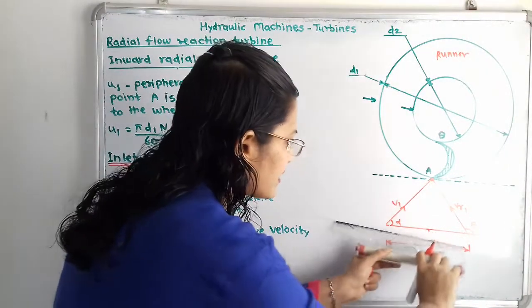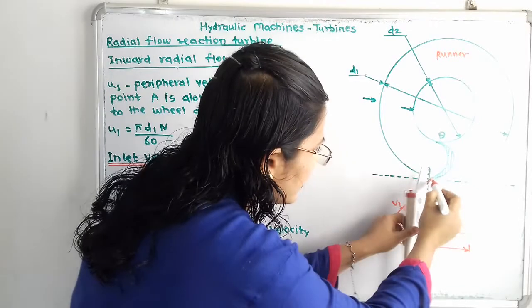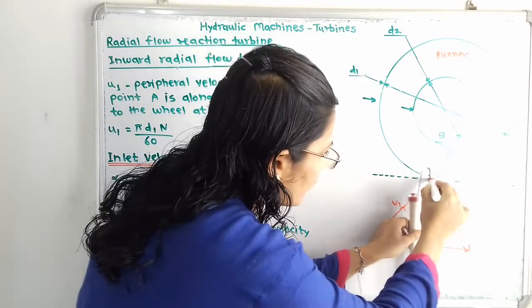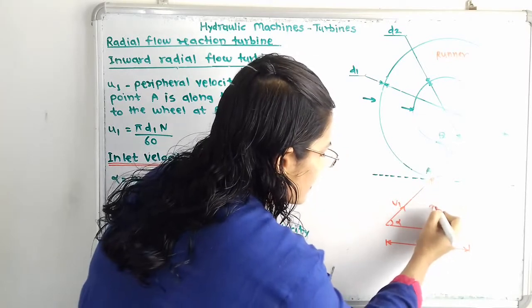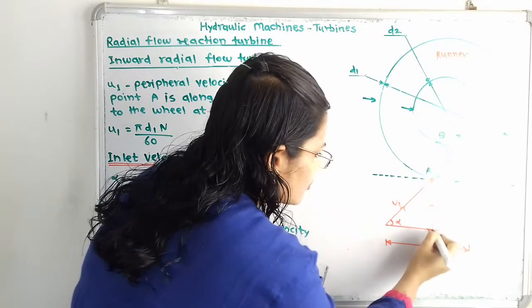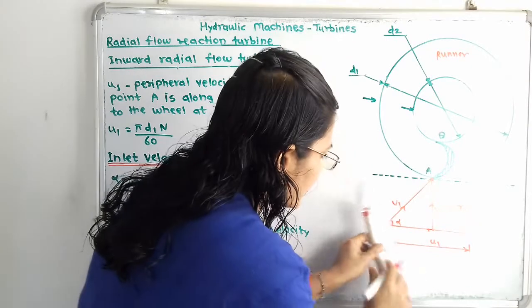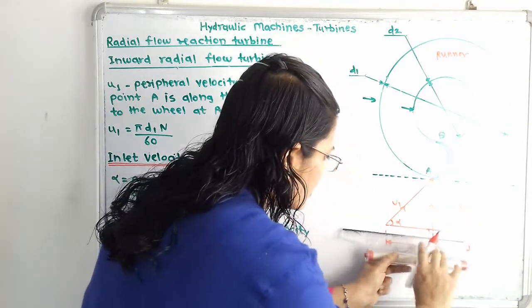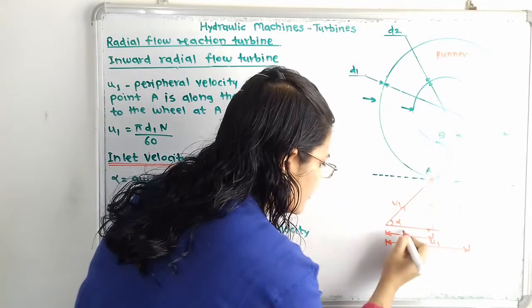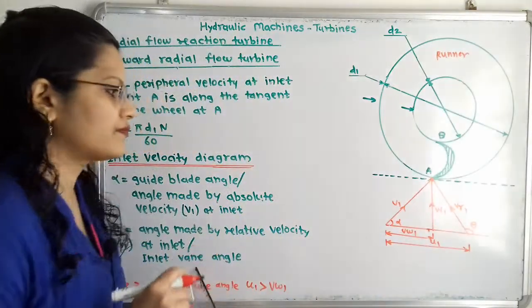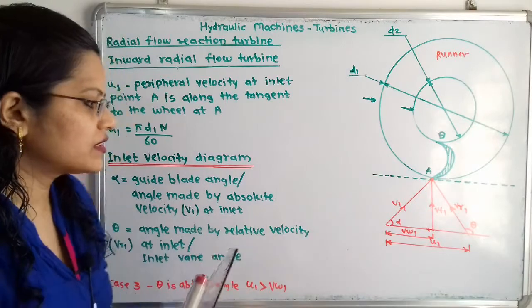So if I select this point, or I will take here VF1, that is the flow velocity. For that I have to take here one vertical line, and this is called VF1. So here is the point. From this starting point to this point, here is VW1. So this is the velocity diagram.